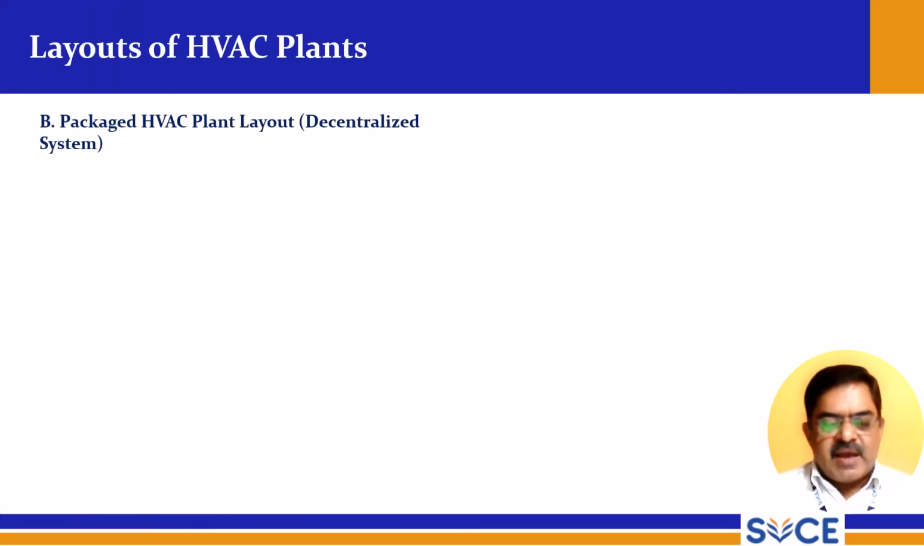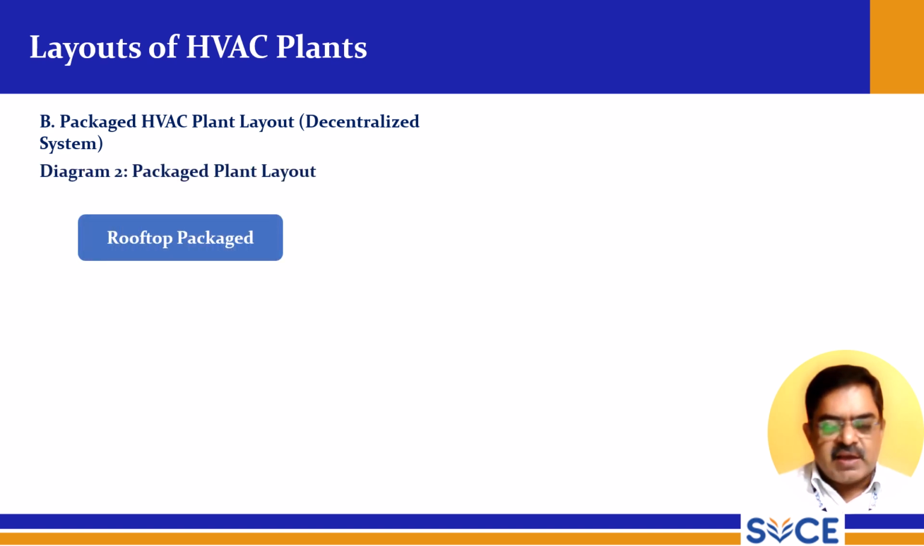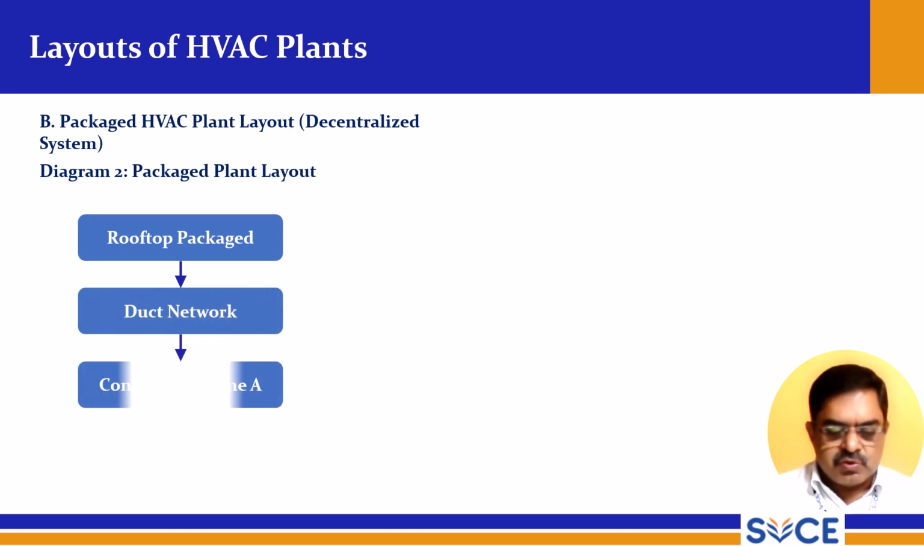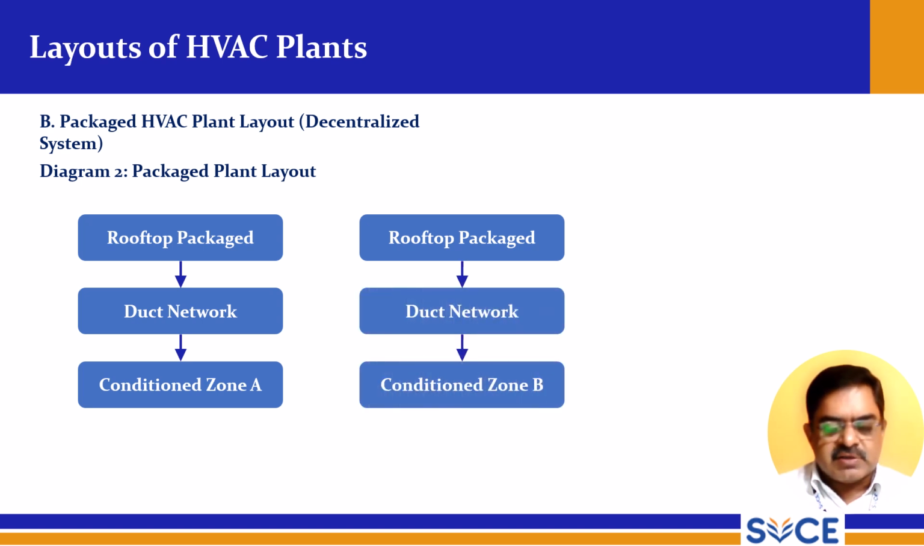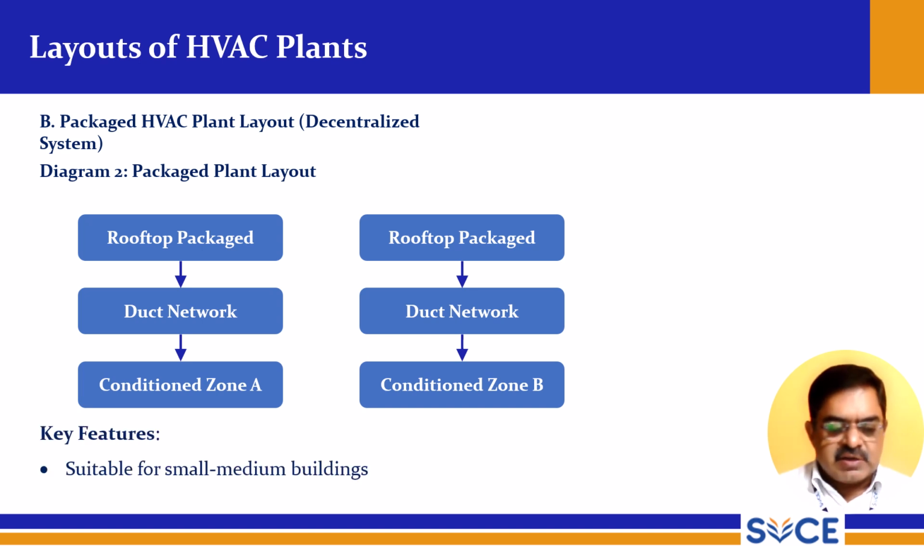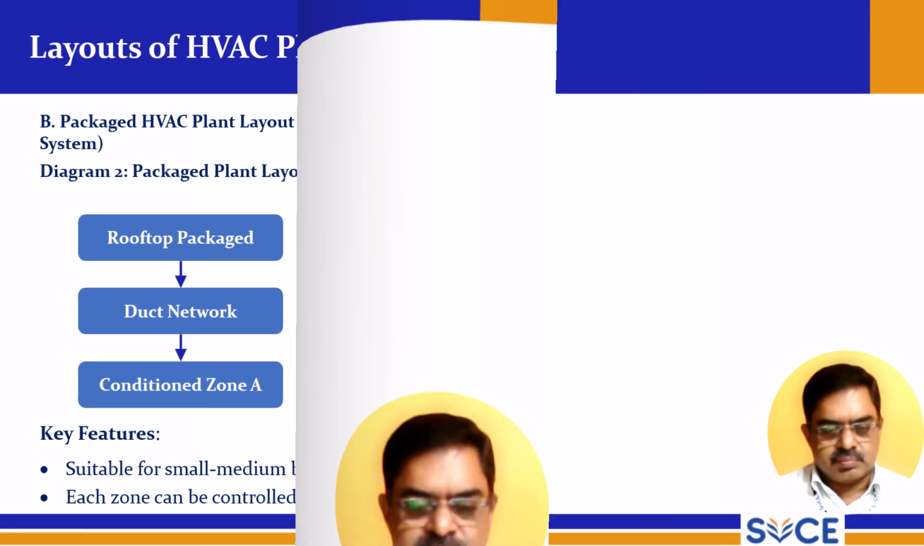Next, we have the packaged HVAC plant layout, a decentralized system. The packaged layout is like this: rooftop packaged unit, duct network, and conditioned zone A. Next is another rooftop packaged unit, duct network and conditioned space B. So two or more spaces can be conditioned like this. Key features: suitable for small and medium buildings, and each zone can be controlled independently.